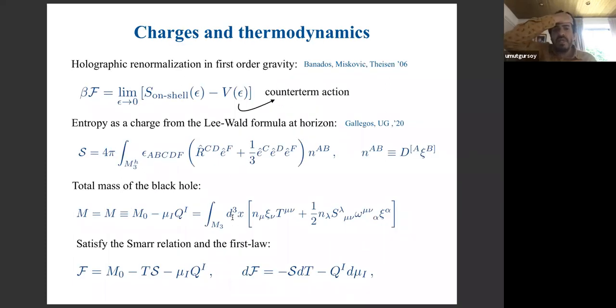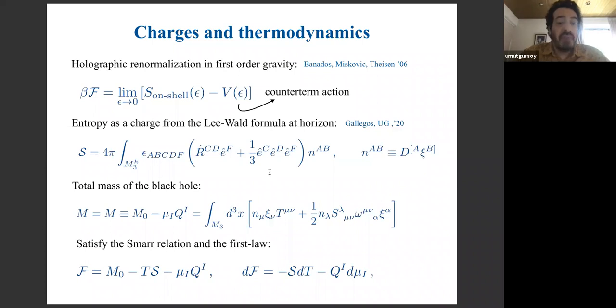Okay, one last comment about this theory is that the holographic renormalization in this first order gravity has been studied by Banados, Miskovic, and Theisen in 2006, and in particular the counterterm action has been determined. So you can go ahead and calculate the free energy, you can calculate the entropy. This is one thing that we have done in our paper, using Wald's idea of defining it as a charge at the horizon. This can be done in this theory given by this equation. If you calculate on shell, that will give you the entropy of the corresponding plasma.